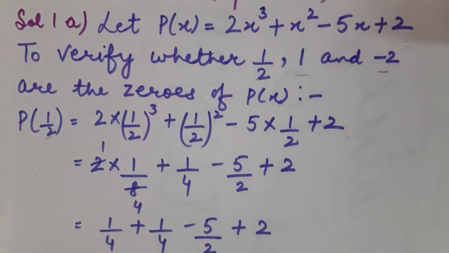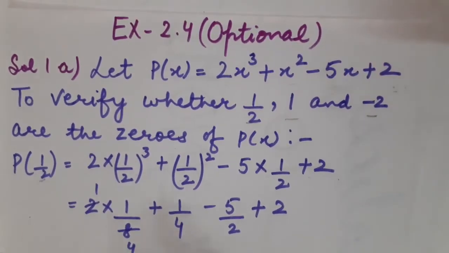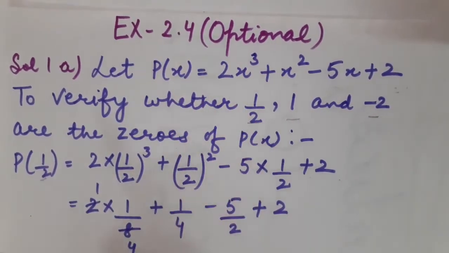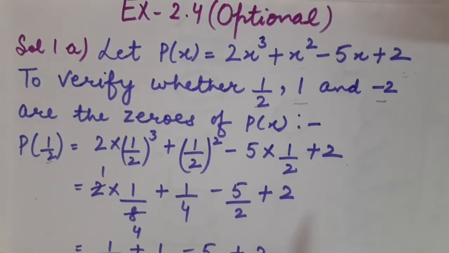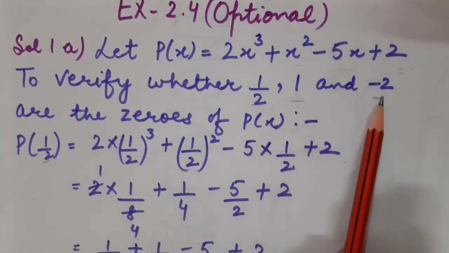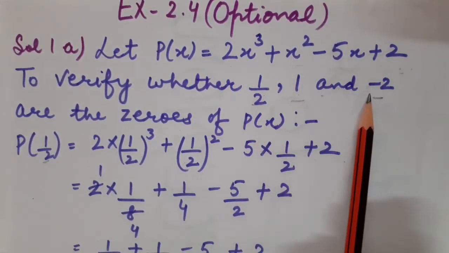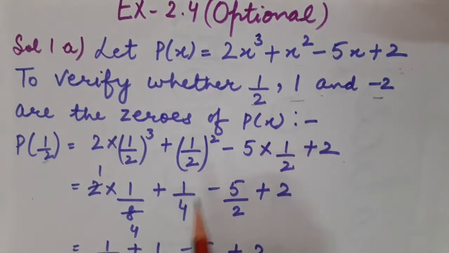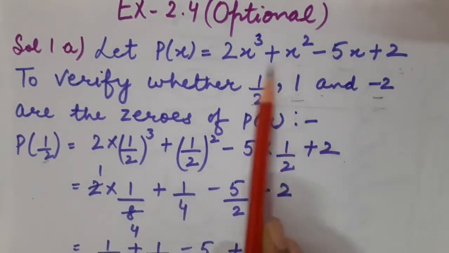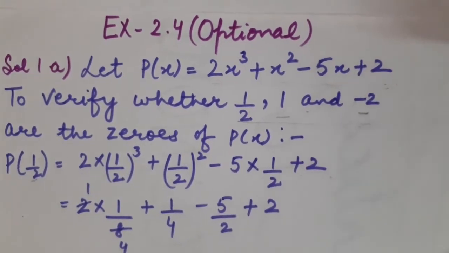Now our next topic of this lecture is that you have to tell the relationship between the zeros as well as the coefficients of a cubic polynomial. For that I have taken one question, question number 1 from exercise 2.4 optional. Please listen to the statement very carefully. You have to verify whether the given numbers, half, 1 and minus 2, are the zeros of this cubic polynomial or not. If they are the zeros of the cubic polynomial, then you have to tell the relationship between these zeros as well as the coefficients of this cubic polynomial. Clear, children? So let us start the solution of this question.